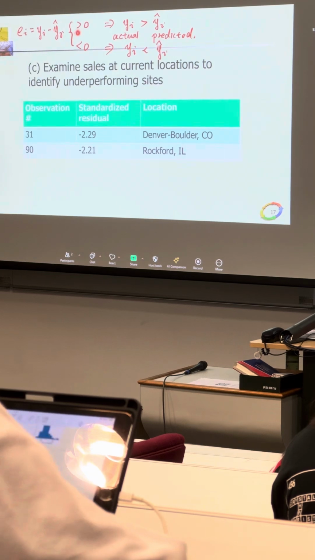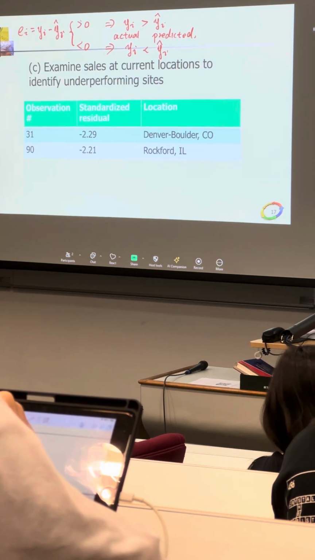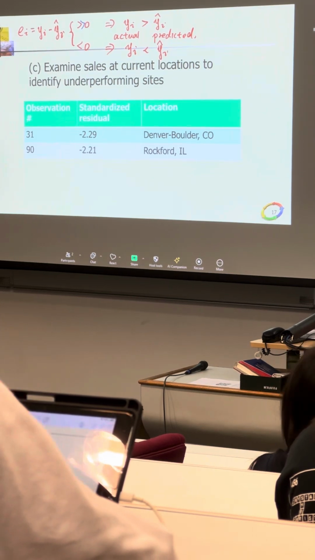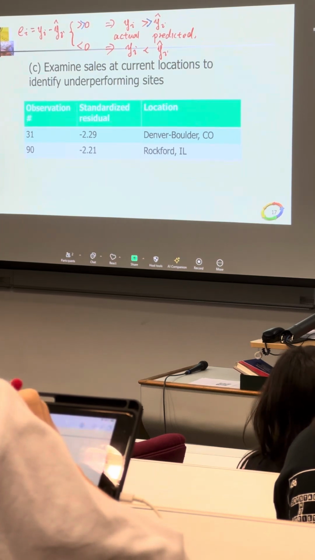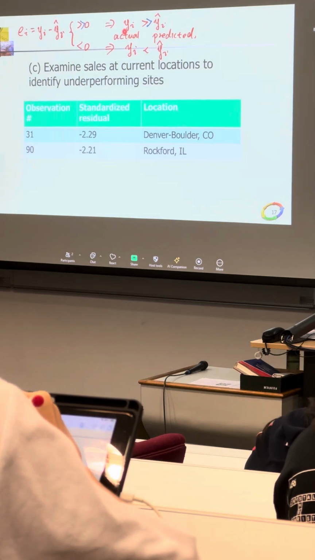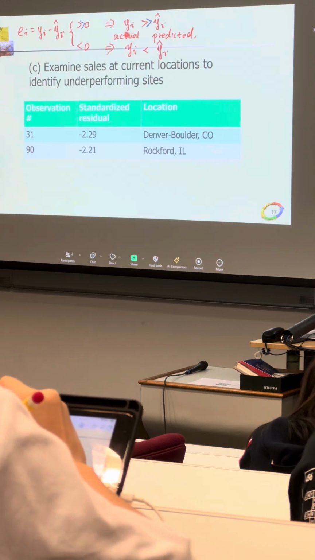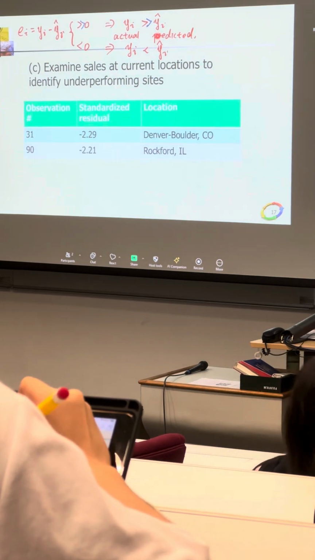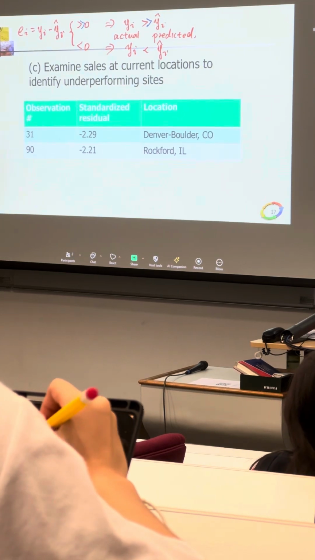So let's say that the residual is much larger than 0, and I'm using two larger-than signs to denote much larger than 0. Then y_i will be much larger than y_i hat. What does that mean? That tells you that the actual profit, in our case, is much larger than what we expected from the regression model. So the corresponding pharmacy, we can call it an overperforming site.